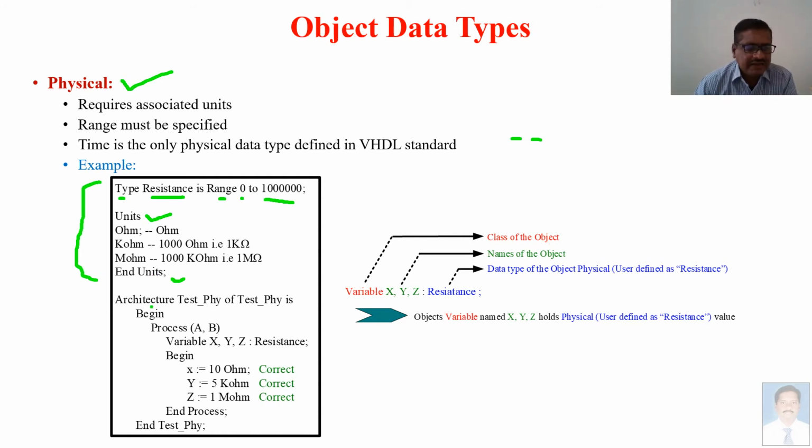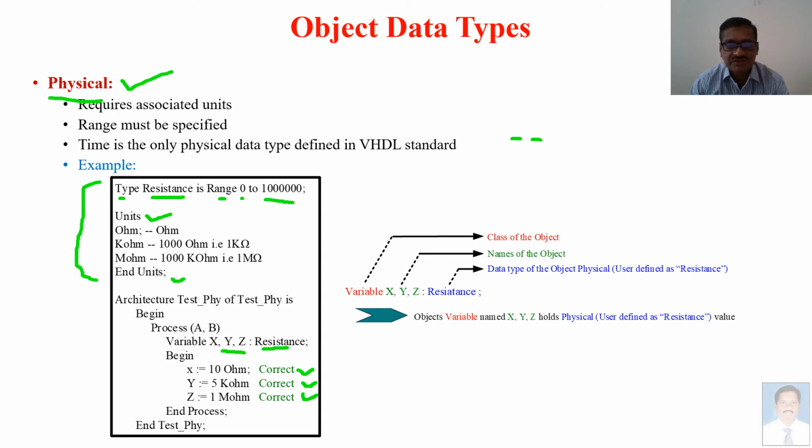Now how can it be defined? Architecture test physical is begin, process A comma B. These are the variables defined under the physical data type category, and in the physical category the user has defined this data type as resistance. X is assigned as 10 ohm, Y is assigned as 5 kilo ohm, and Z is assigned as 1 mega ohm. These are the three correct statements because we have defined ohm, kilo ohm and mega ohm in the units category, and that is nothing but the declaration of the physical data type used in the VHDL program.